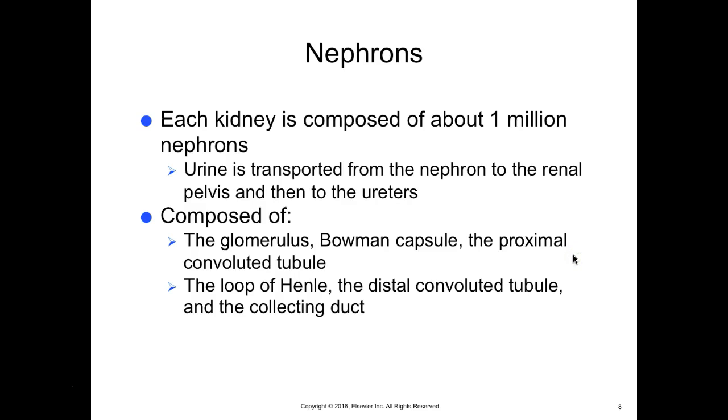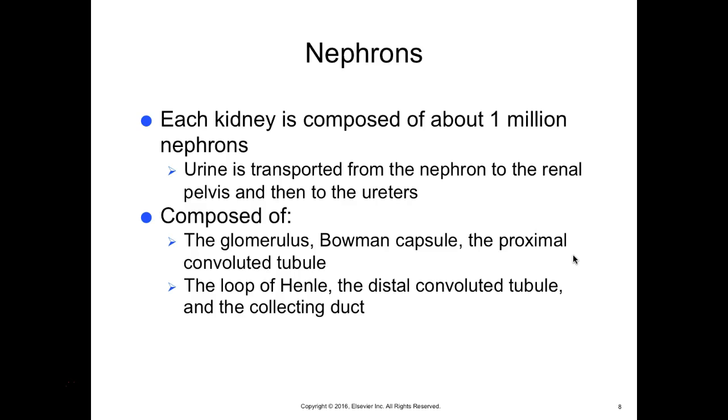So each kidney is composed of about 1 million nephrons. So urine is transported from the nephron to the renal pelvis and then to the ureters. Once urine collects in the renal pelvis, there is no change from what leaves the renal pelvis to what exits the body. So the components of urine, the concentration of urine, nothing changes.